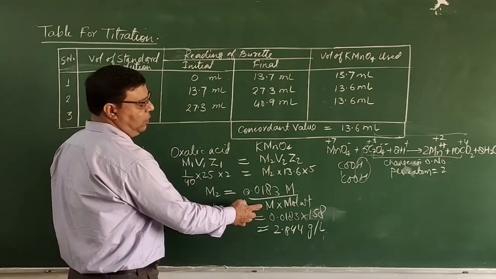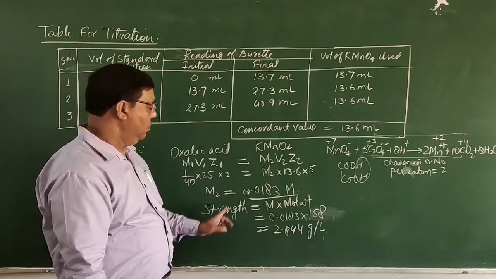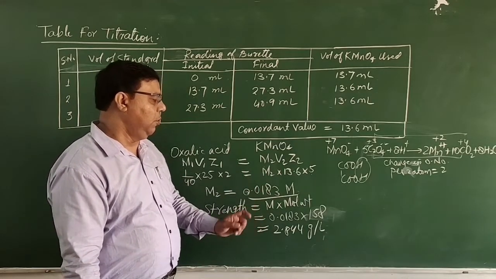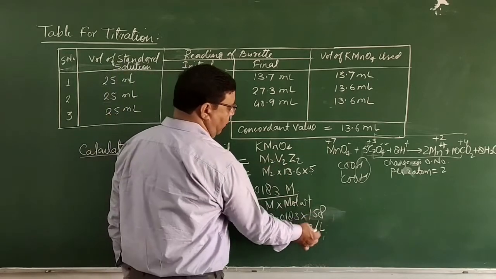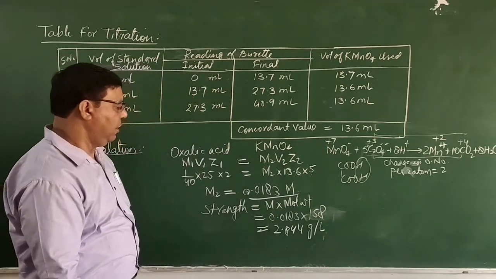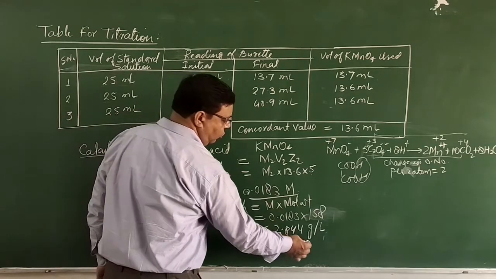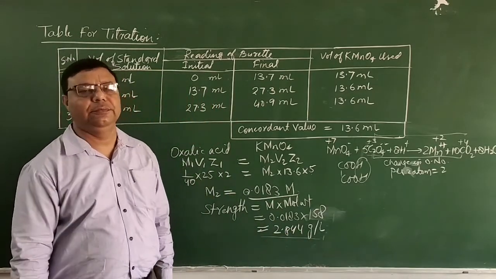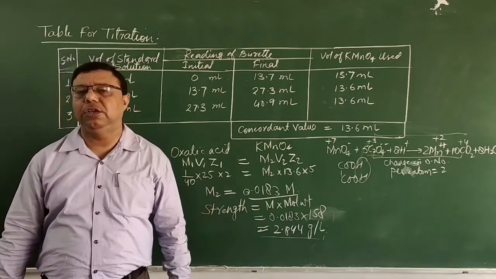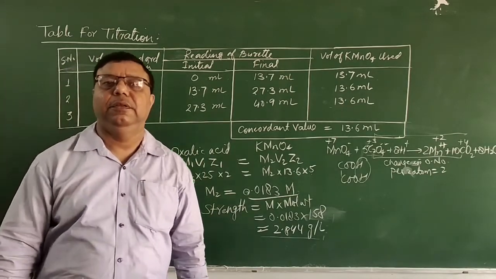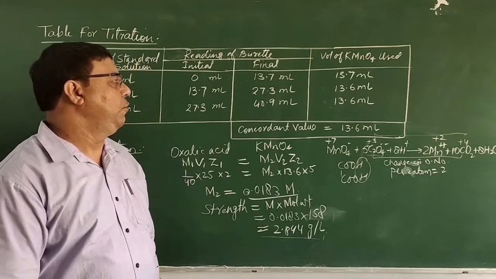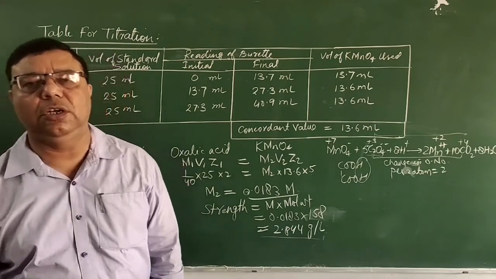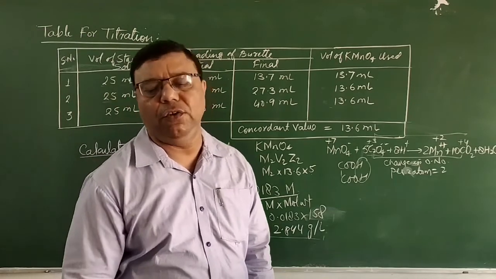The formula of strength is molarity into molecular weight. Molarity we found is 0.0183, and the molecular weight of KMnO4 is 158. So we can get the strength of KMnO4 solution as 2.844 gram per liter approx. So this is your complete titration of oxalic acid, that is, to find the concentration of a given unknown KMnO4 solution with the help of a standard solution of oxalic acid of M/40 concentration.